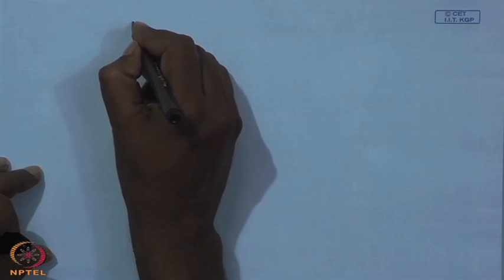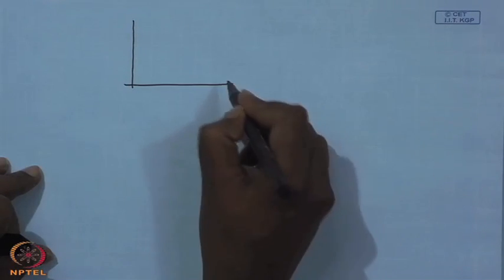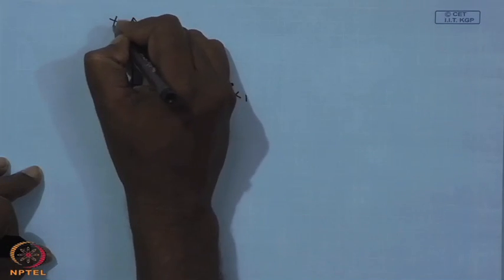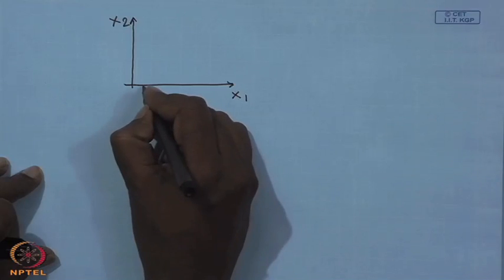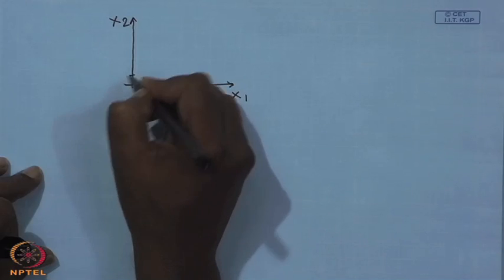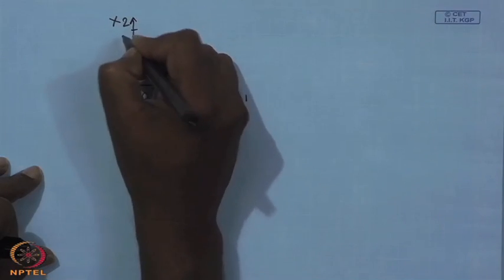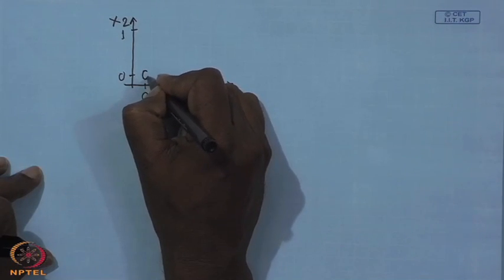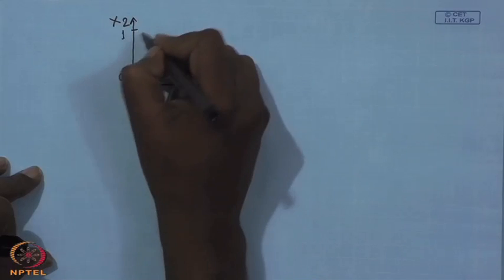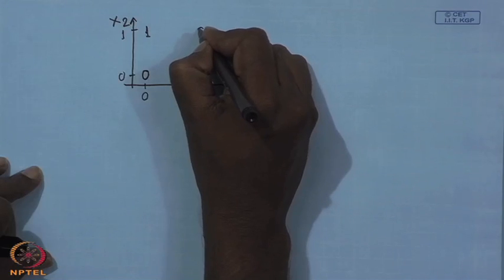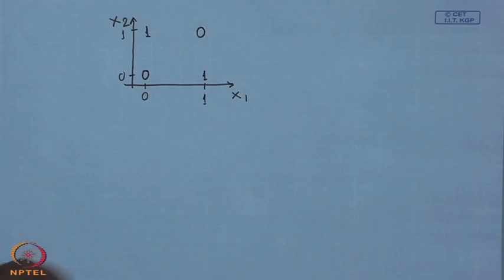if I take an XOR function, I have a 2-dimensional binary feature vector having components x 1 and x 2. Suppose this represents x 1 equal to 0, this is x 1 equal to 1, here I have x 2 is equal to 0 and here I have x 2 is equal to 1. The value of the XOR function when it is 0 0 is 0, for 0 1 the value is 1, for 1 0 the value is 1 and for 1 1 again the value is 0.